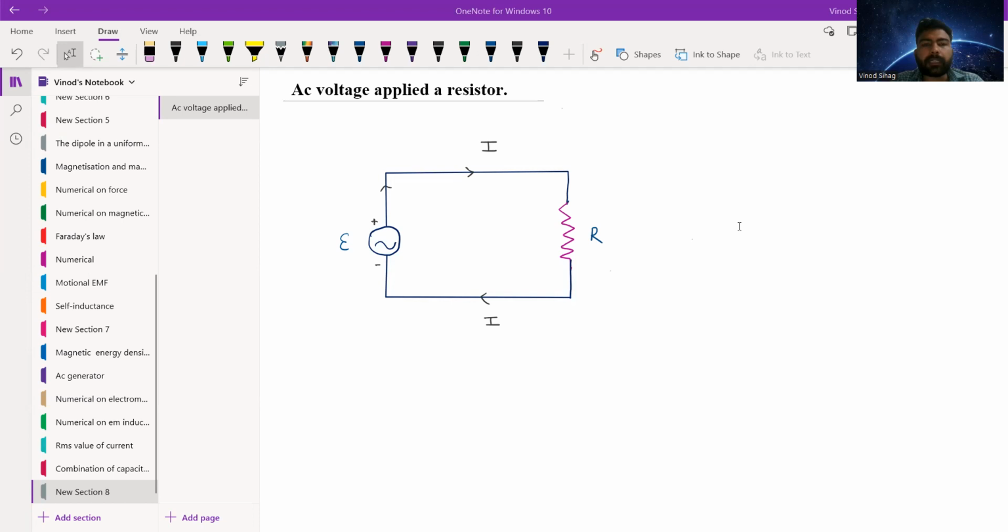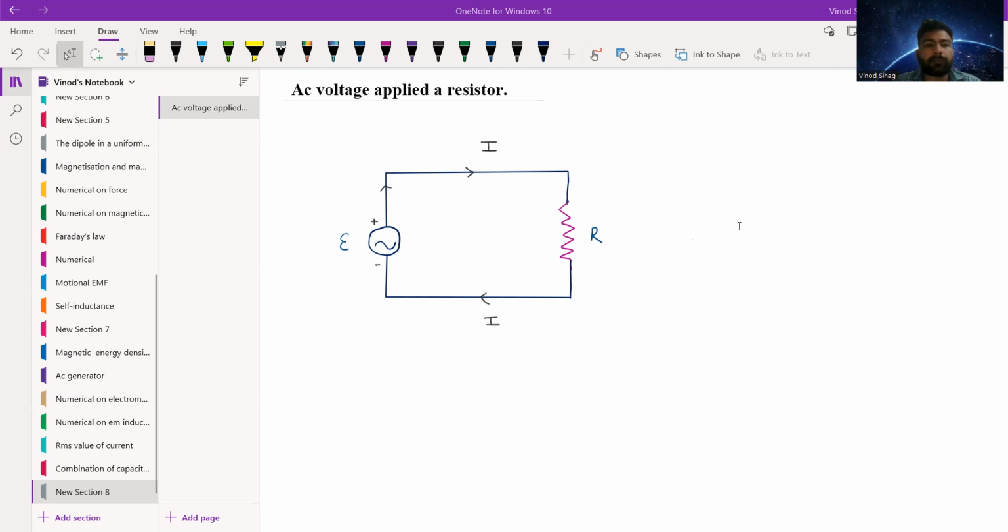So in today's lecture, we are going to study what happens when AC voltage is applied to a resistor. In that case, we are going to study what will be the current flowing through the resistor R and what will be the power dissipation along the resistor R.